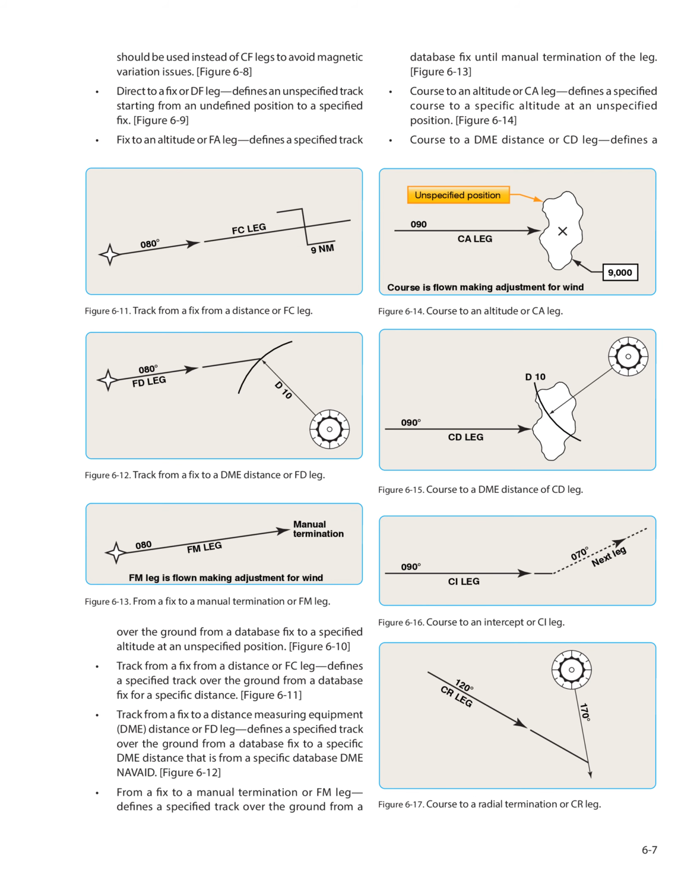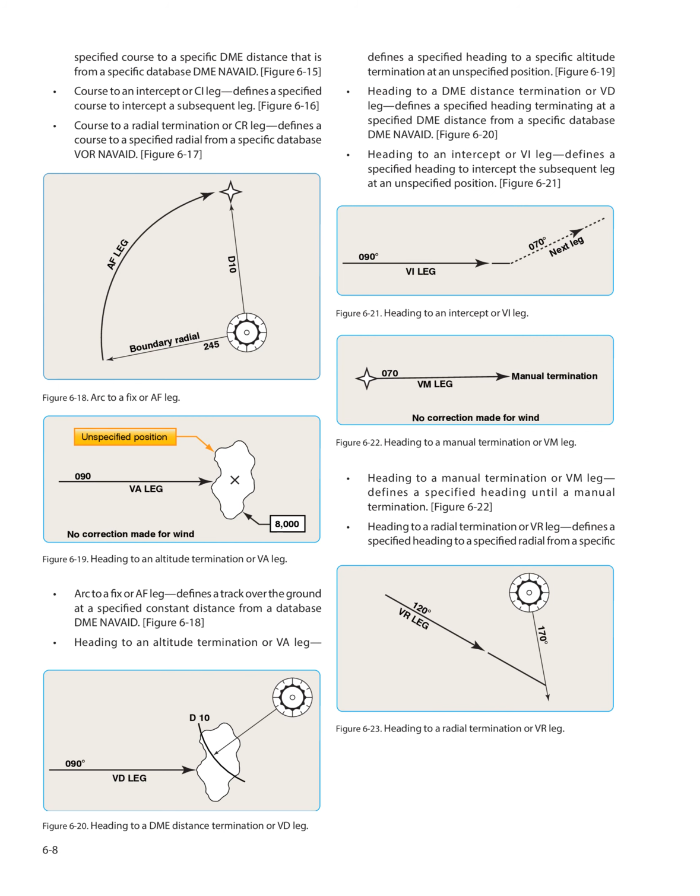Figure 6.13, course to an altitude, or CA leg, defines a specified course to a specific altitude at an unspecified position. Figure 6.14, course to a DME distance, or CD leg, defines a specified course to a specific DME distance that is from a specific database DME navaid. Figure 6.15, course to an intercept, or CI leg, defines a specified course to intercept a subsequent leg. Figure 6.16, course to a radial termination, or CR leg, defines a course to a specified radial from a specific database navaid. Figure 6.17, arc to a fix, or AF leg, defines a track over the ground at a specified constant distance from a database DME navaid.